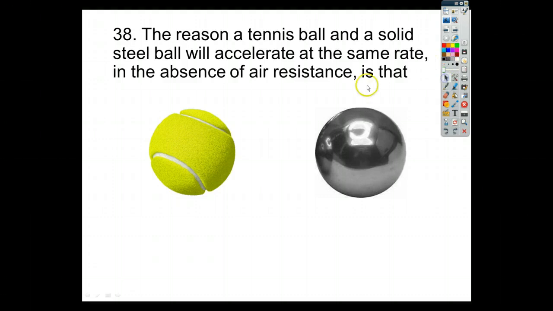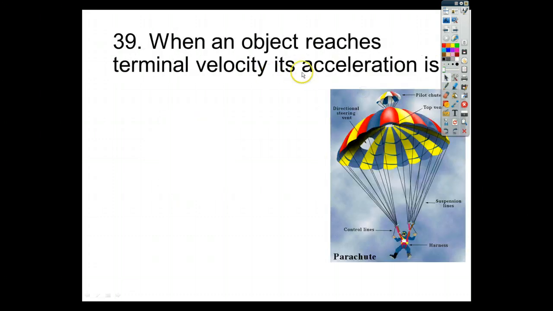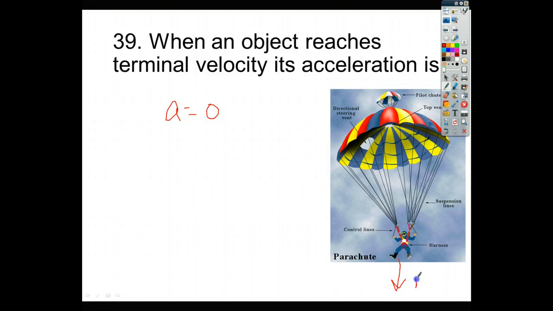Number 39 says when an object reaches its terminal velocity, its acceleration is equal to 0. And that's because the force pulling down on the parachutist, which is Fg, is the same as the force of the parachute pulling him up. And when the two forces are equal, we say that there is no acceleration. So the sum of the forces there is equal to 0.